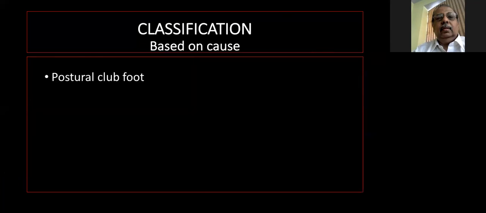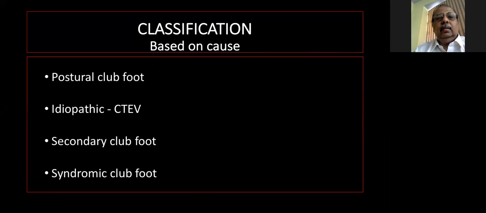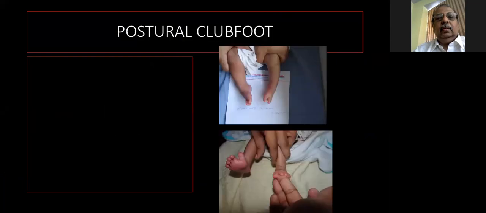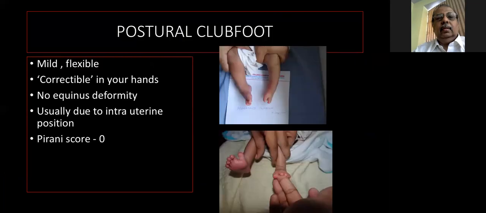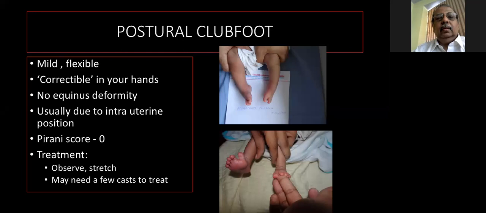Based on the classification, you have got a postural clubfoot, idiopathic clubfoot, secondary clubfoot, and syndromic clubfoot. Okay, what is postural clubfoot? This is due to intrauterine position, and it is a mild flexible clubfoot, correctable in your hands. There is no equinus deformity, and the Pirani score is usually 0. In some cases, there may be some hindfoot equinus which may not be correctable, and for these cases, you may have to put 1 or 2 plaster casts.